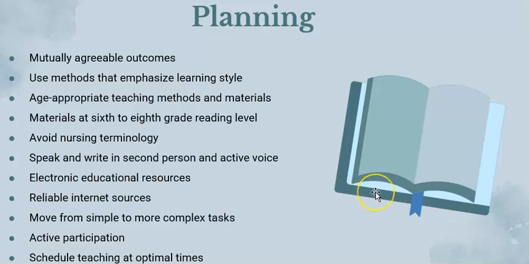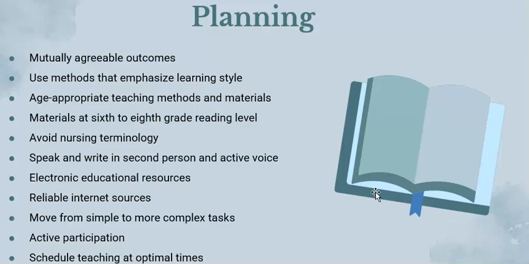And then next we're going to plan. So in the planning stage, we are identifying mutually agreeable outcomes. We're going to prioritize the learning objectives with the client's needs in mind. We're going to use methods that emphasize the learning style.